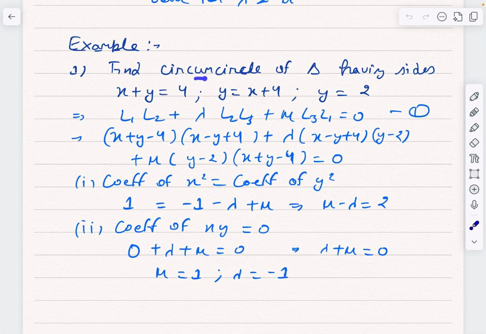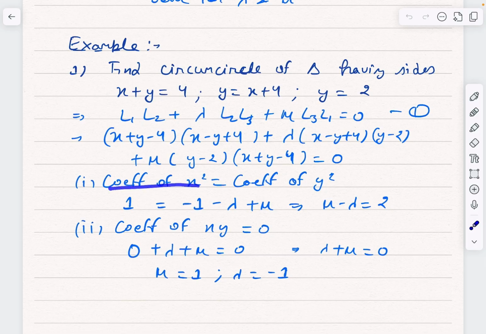Find the circumcircle of the triangle having sides x plus y equal to 4, y equal to x plus 4, and y equal to 2. So just use them: L1, L2 plus lambda, L2, L3 plus mu, L3, L1 equal to 0. You just bring all the terms on one side. So we write L1 as x plus y minus 4. L2 we can write as x minus y plus 4. L3 will be y minus 2. Okay, so L1, L2 plus lambda L2, L3 plus mu L3, L1 equal to 0.